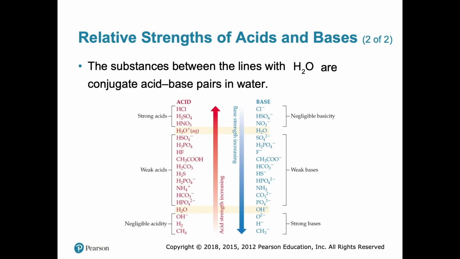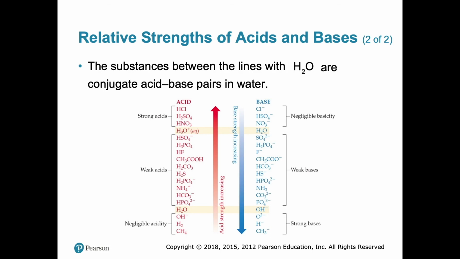But the strongest bases are going to be the ones that have almost no acidity, like hydroxide here. If it loses that proton right there, it becomes an oxygen with a two minus charge. It's begging for some protons to balance out those two negative charges, and so that makes it a super strong base.